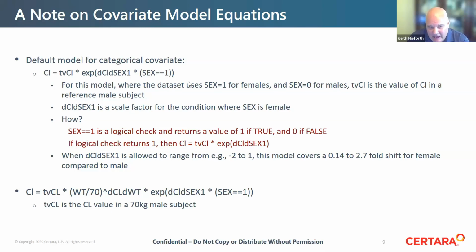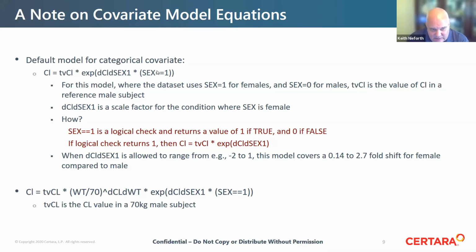So what's actually happening in the background with this model? Sex equals 1 is a logical check, okay? And if the condition is met, it will return a 1. So in your data set, you have sex equals 1 for female and sex equals 0 for males. And TVCL would be the value of clearance in a reference male subject.